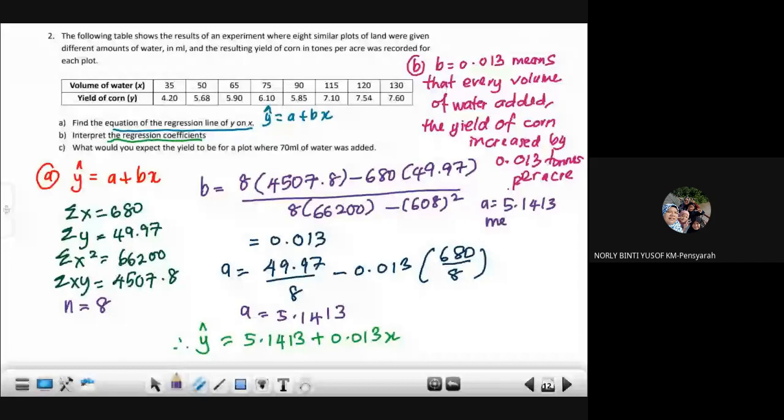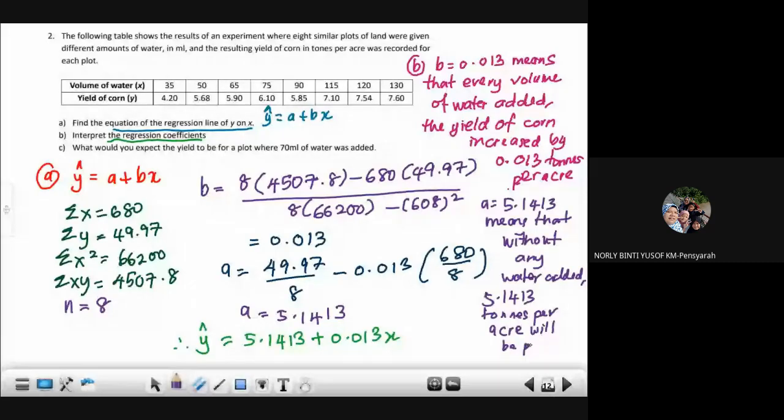5.1413 means that without any water added, 5.1413 tons per acre will be produced.